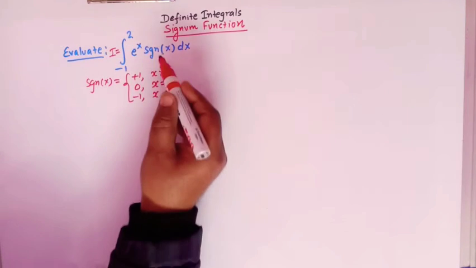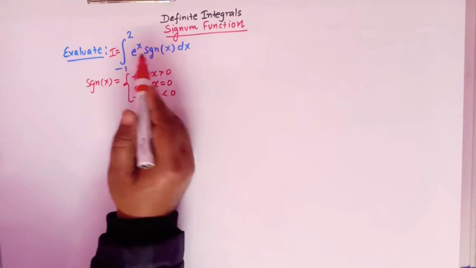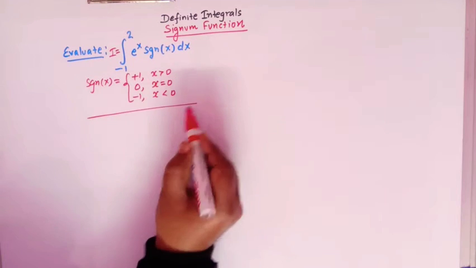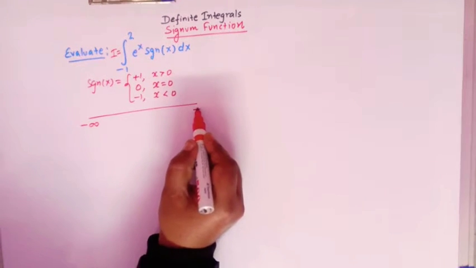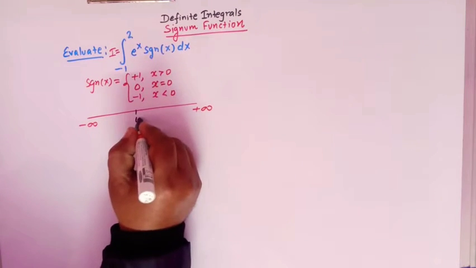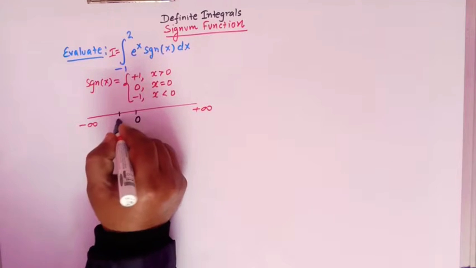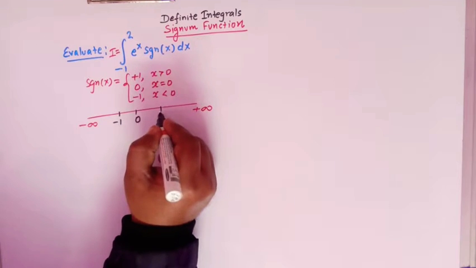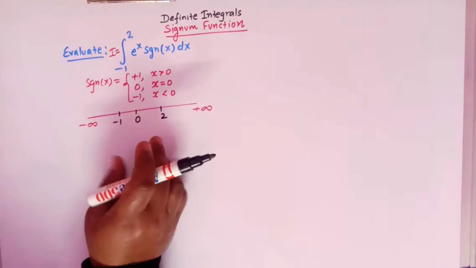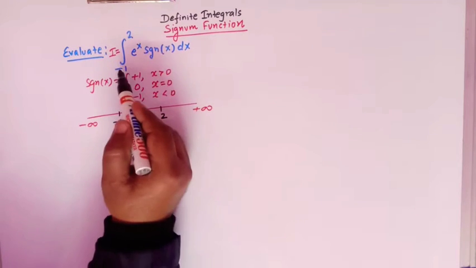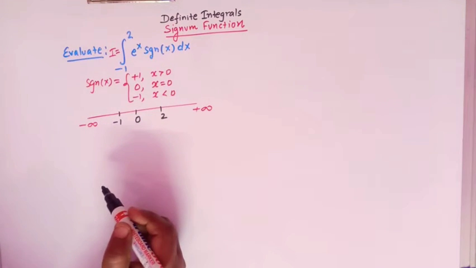Now here we have to integrate this function from -1 to 2. If we take the real number line, then we see that here we have the point 0, and here we have -1, and 2 lies somewhere here. So now we have plotted the points 0, -1 and 2.